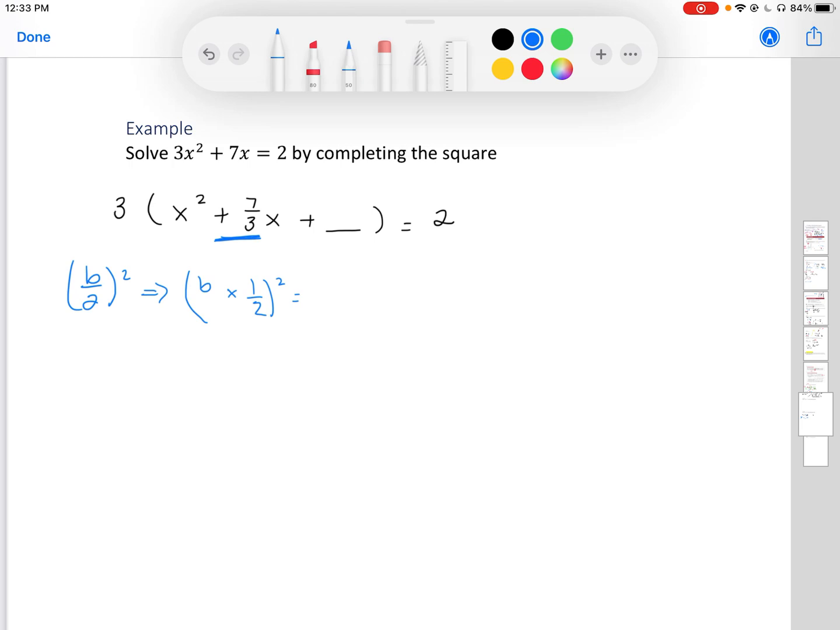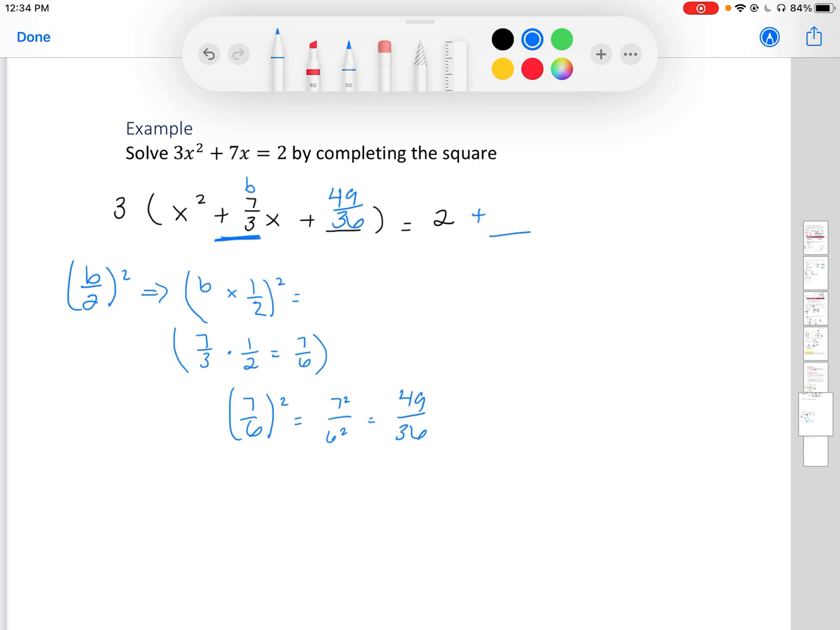All right, so if I do that, my b is 7 over 3 times 1/2. You get 7 over 6. So I have 7 over 6 squared, and so that gives me, well, let me write it this way, 7 squared over 6 squared, so it gives me 49 over 36. So I'm going to write right here 49 over 36.